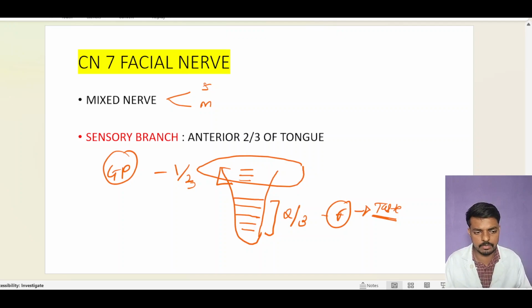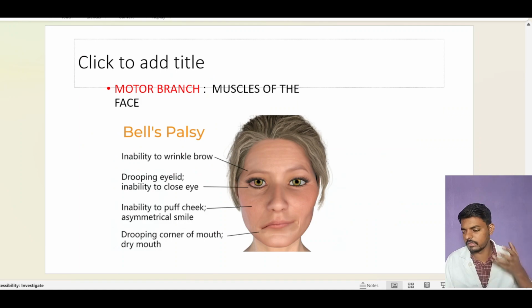Our motor branch supplies the entire facial muscles and the movement of our facial muscles. Our wrinkling of the forehead is due to the motor function of our facial nerve. And when we are doing pouting like this, that is also the function of the motor nerve.